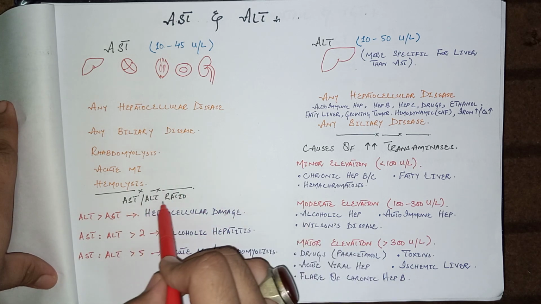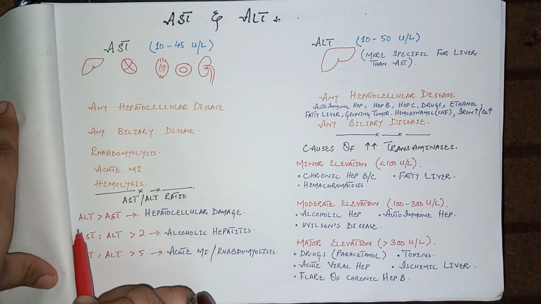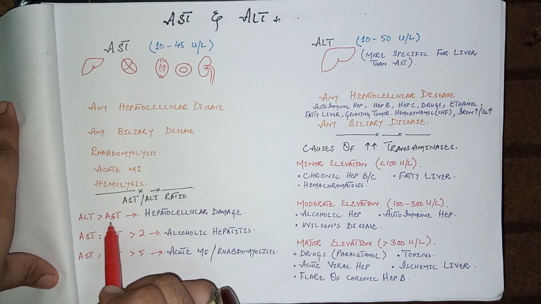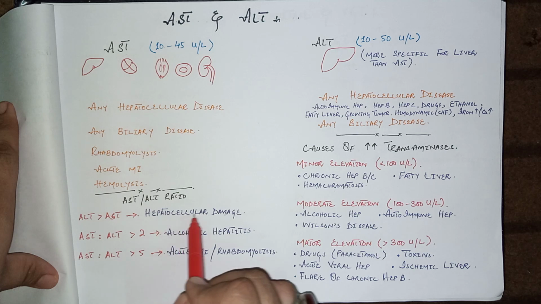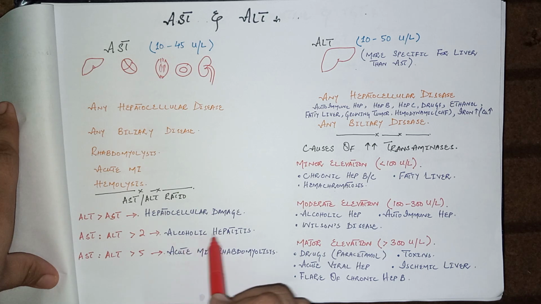This AST to ALT ratio is very important in the interpretation of the liver functions. If the ALT is much higher than AST, it indicates the hepatocellular damage. But if the AST to ALT ratio is greater than 2, it means that the AST is 2 times more than ALT. It indicates alcoholic hepatitis, hepatitis of alcoholic origin.